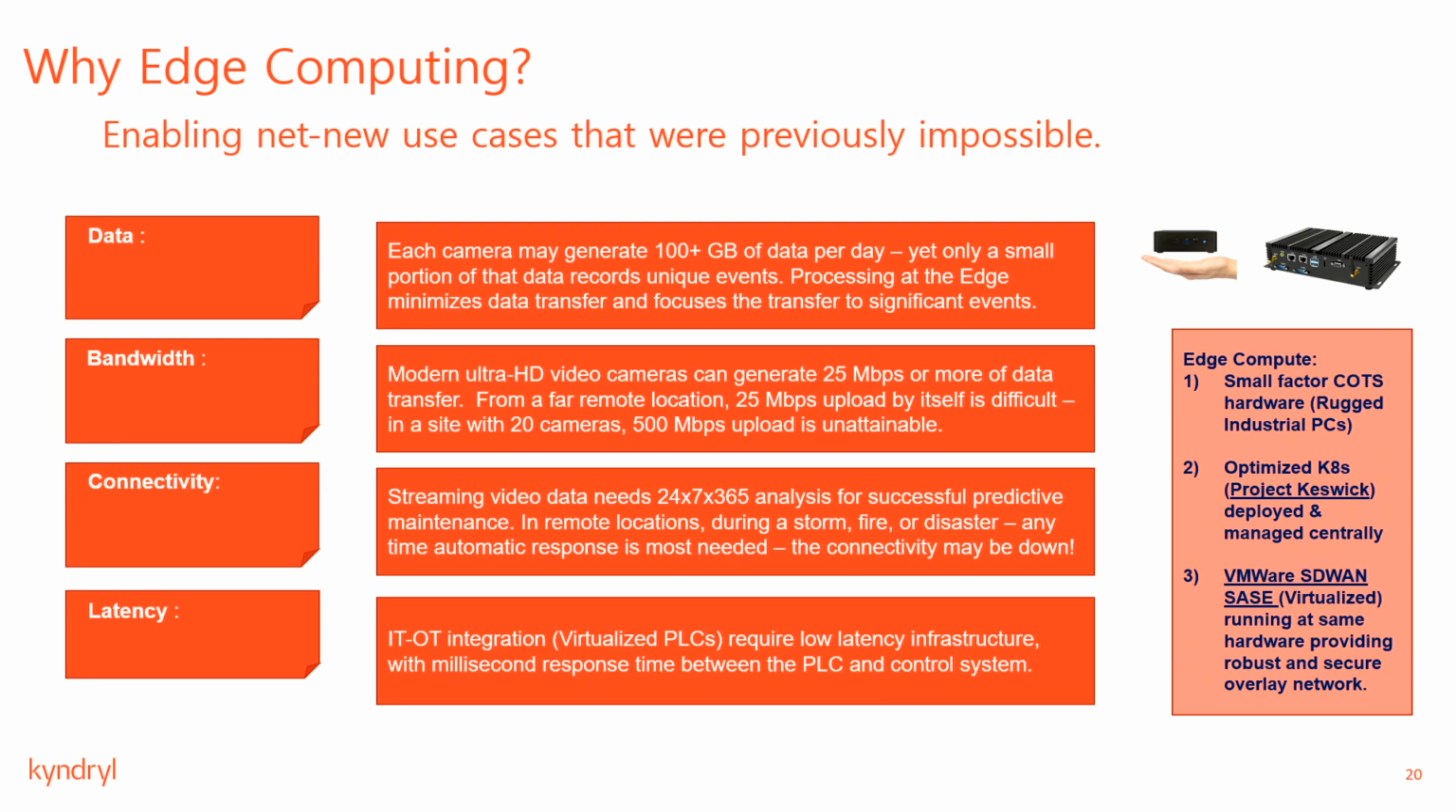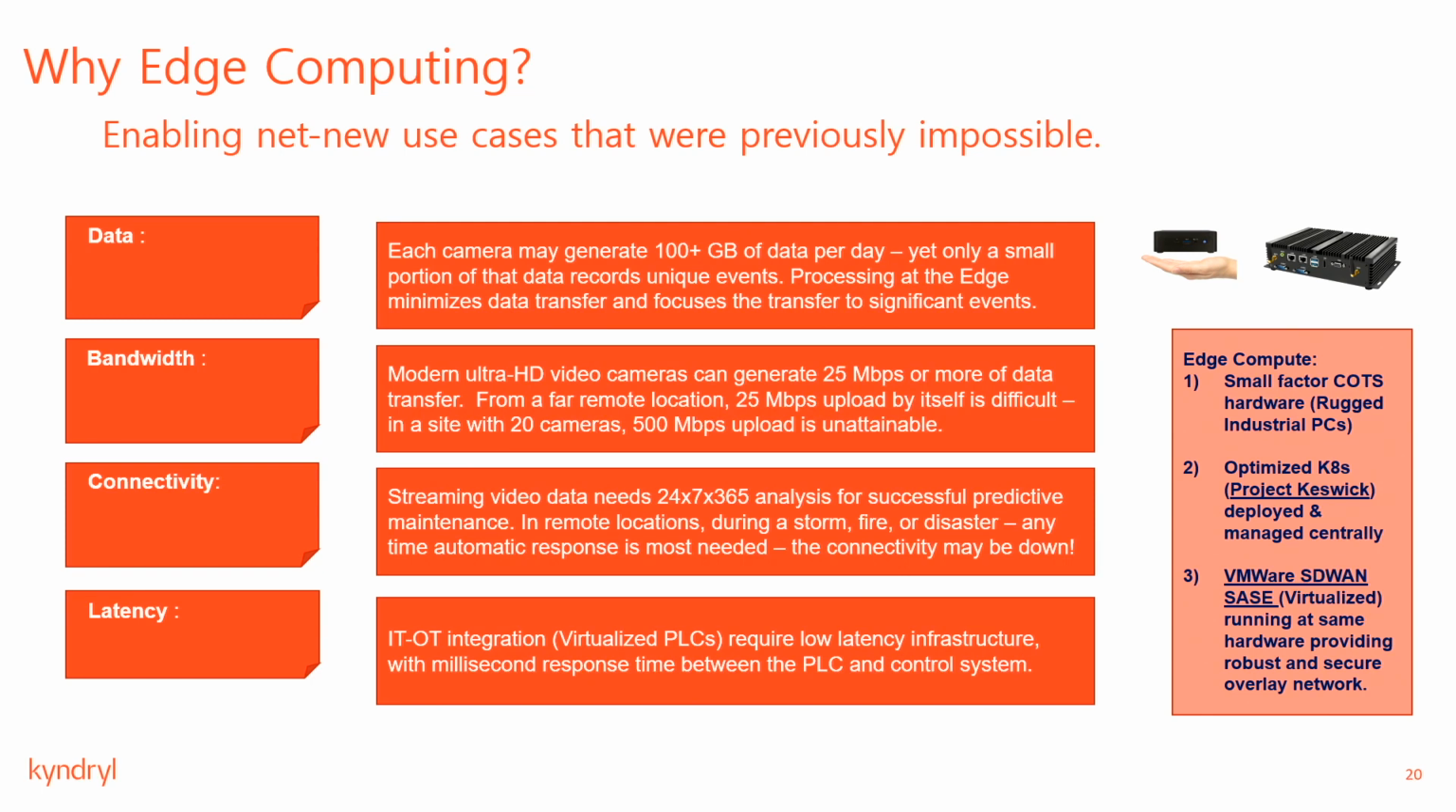Also the bandwidth. Remember I said we're talking about use cases that were previously impossible. Modern Ultra HD video cameras can have streams of 25 megabits or more of data transfer. If you think about an upload speed from a remote mountaintop, which is where wind turbines are best, or far offshore, again, great places to put wind turbines, 25 megabits upload by itself, one camera having constant, every day, in and out 25 megabits per second upload to the cloud to process, that would be very difficult to obtain.